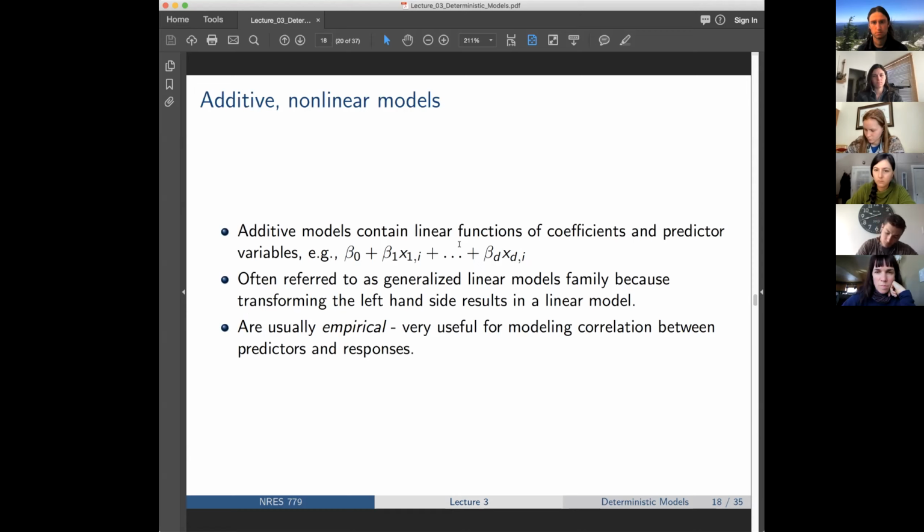Now, when I'm saying additive, there can be some confusion in this because this doesn't necessarily mean a straight line, but it means we're adding the betas plus beta times x to something else. That it's additive in the coefficients or the parameters betas, beta 0, beta 1, all the way up to beta d. So one function you've probably seen is something like this.